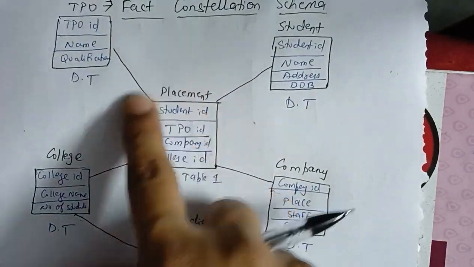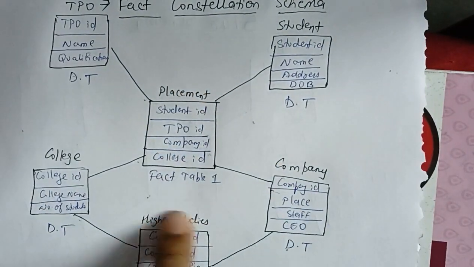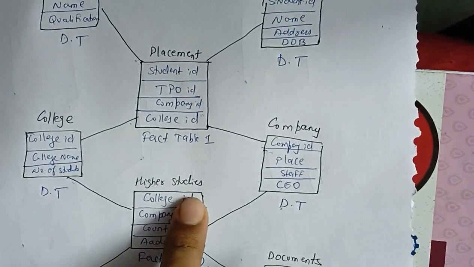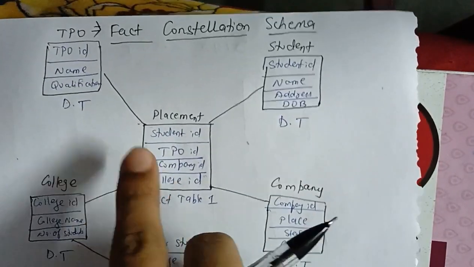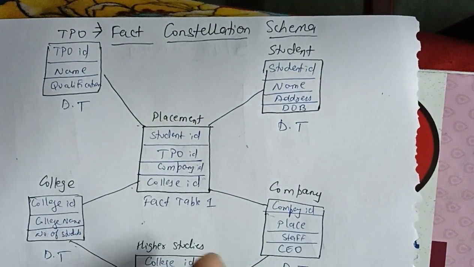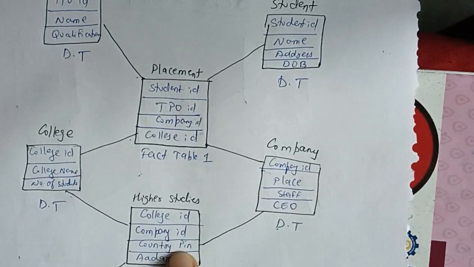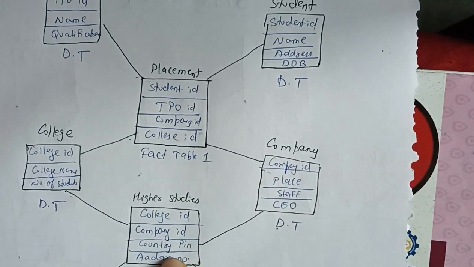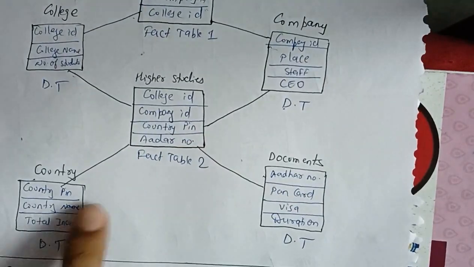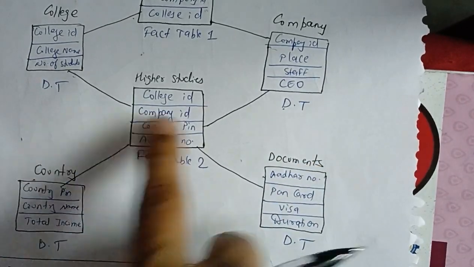One fact table I drew as placement, but many students are also going for higher studies, so I took another fact table named higher studies. Similar to what I did for placement, for higher studies we need to attach college ID and company ID too. Both should be similar in the 3. And 2 dimension tables I have created new, country and documents, that should be given here.